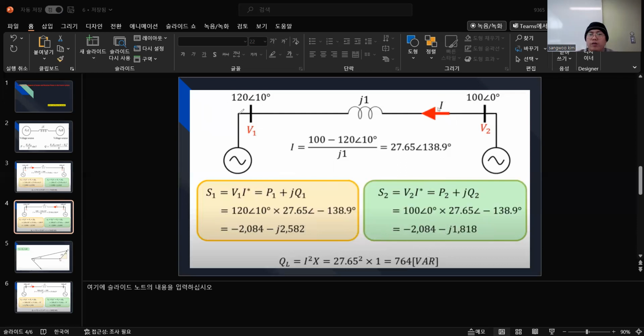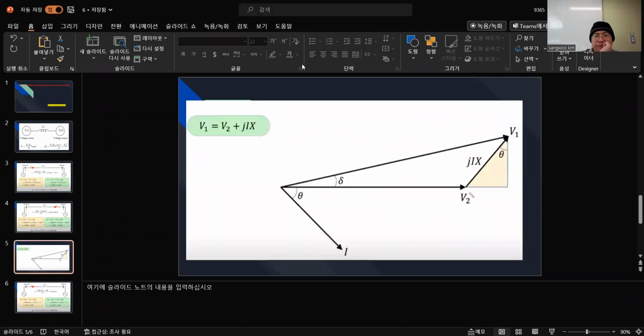So just so you guys memorize this: here, voltage magnitude itself is Q related, and this angle is related to P. I'll explain why, okay? So don't worry.